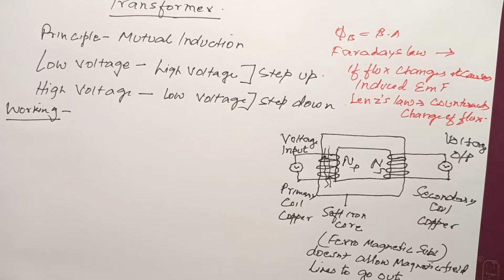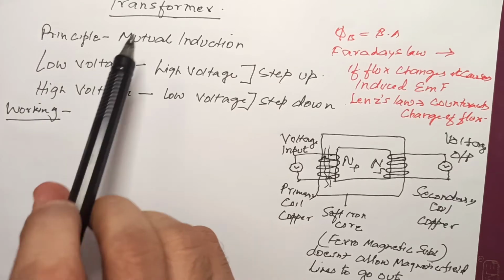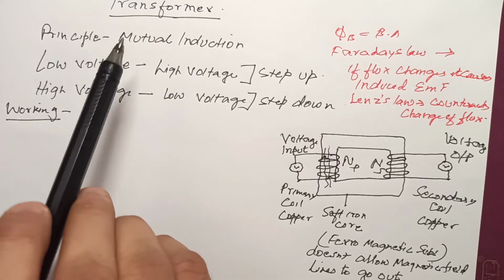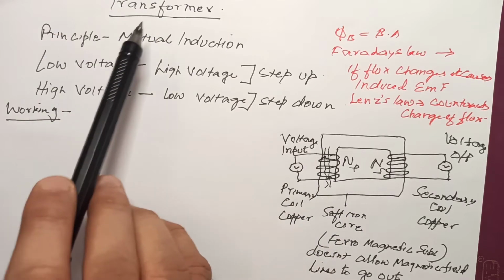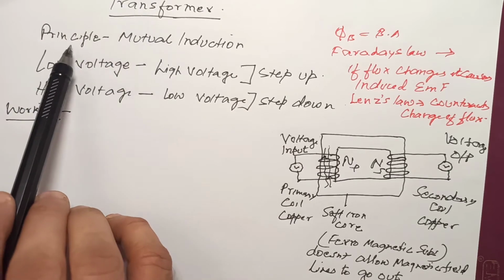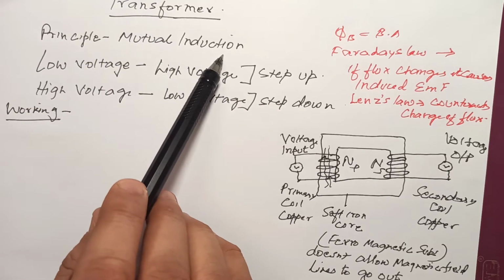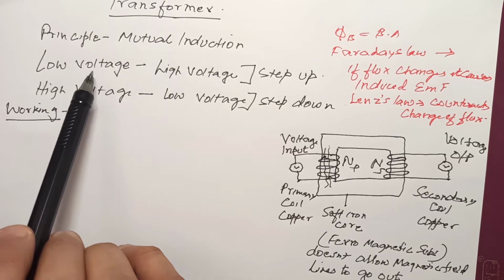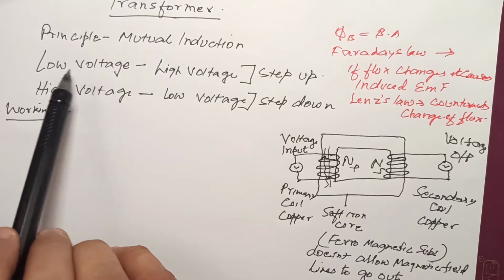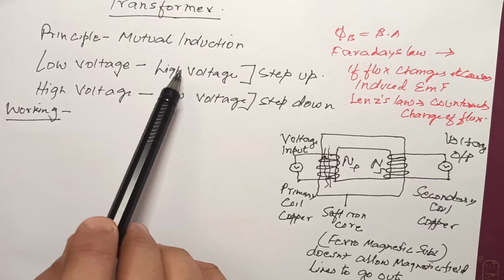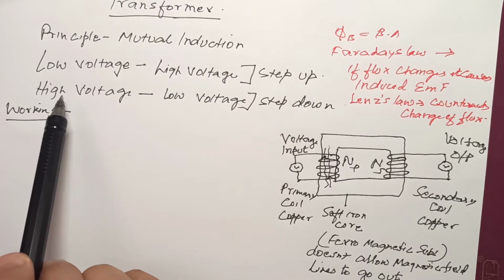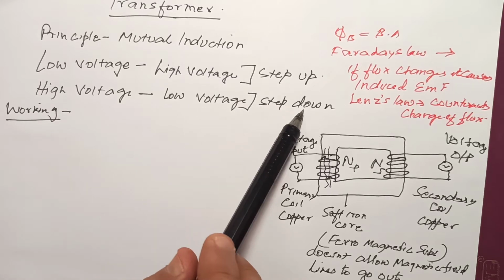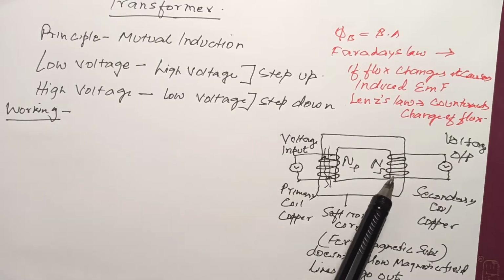Hi students, so today we will talk about the transformer. Now basically, what is a transformer? As I have drawn here, a transformer works on the principle of mutual induction, and it converts the voltage sometimes from low voltage to high voltage, which is called a step up transformer, and sometimes from high voltage to low voltage, which is called a step down transformer. This is the rough figure which I have drawn of a transformer.